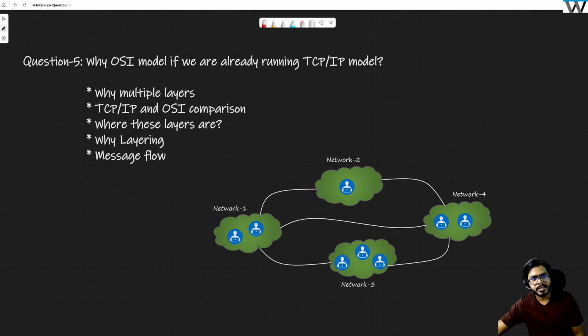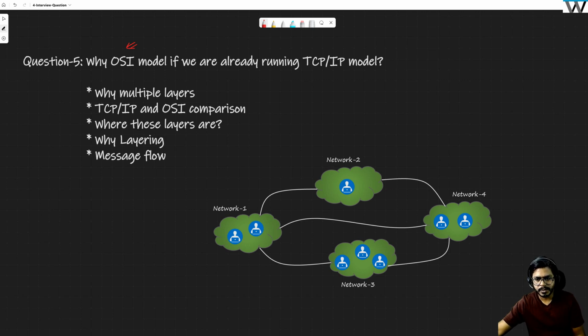The question is basically, why do we have the OSI model if we are already running the TCP/IP model everywhere? You all should know that the internet you see today is running on TCP/IP. But in college time, as you might notice, we have also studied the OSI model. So why the OSI model if we are running TCP/IP everywhere?